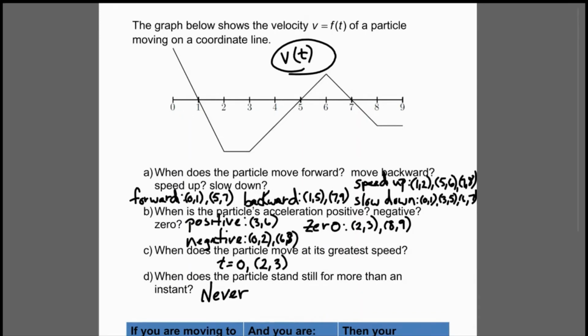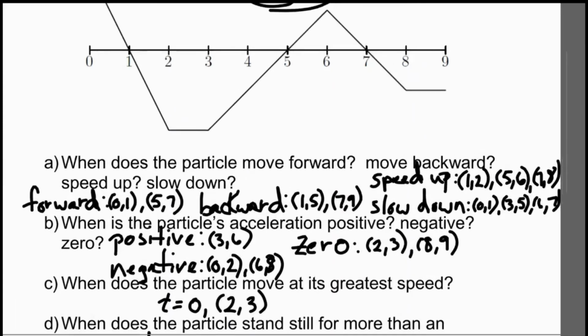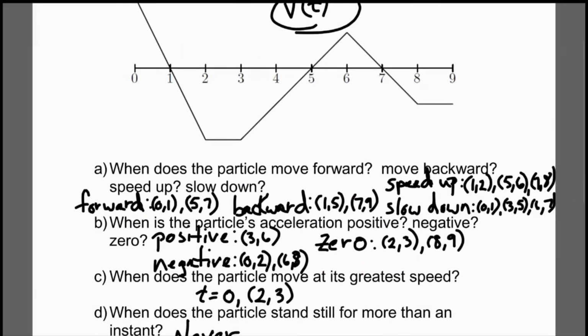Okay, so when's the particle move forward? When's it move backward? When's it speed up? And when's it slow down? So forward and backward are really easy. If I have a positive velocity, I'm moving forward.